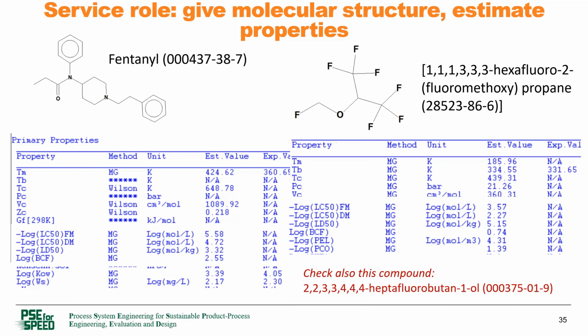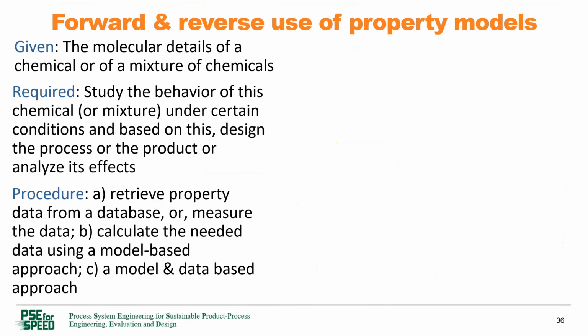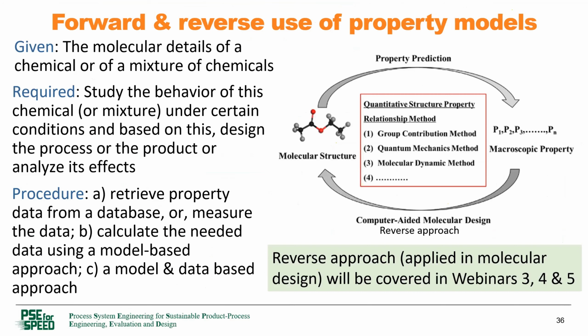So we have talked about the forward property prediction. Given the molecule or the mixture, calculate the property. Now the reverse is given the property, what is the molecule?